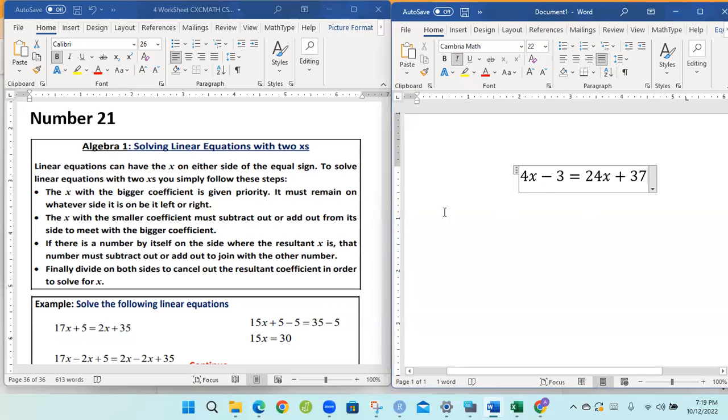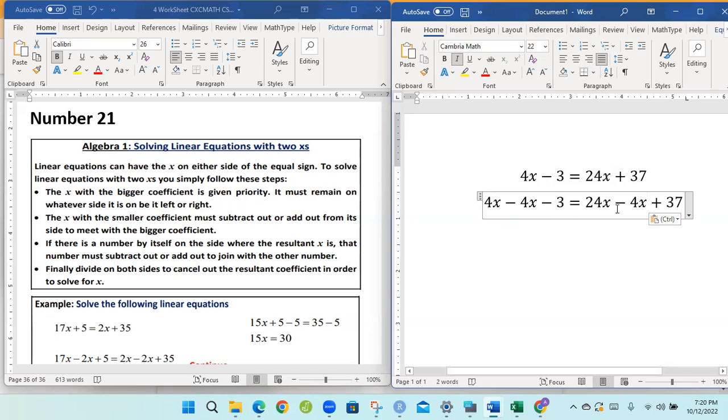Now remember we said the bigger x is given priority and it must remain where it is. So you compare 4x with 24x. 24x is bigger than 4x, so 24x has to remain right where it is on the right side. And you have to cancel out 4x. Positive 4x can be cancelled out by subtracting 4x on both sides. So if we subtract 4x on the left side, we have to subtract 4x on the right side.